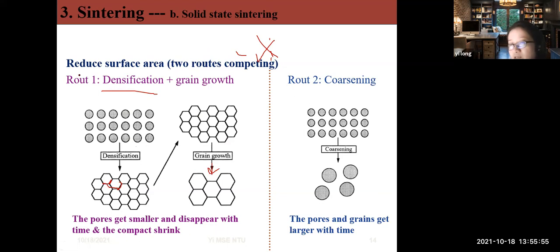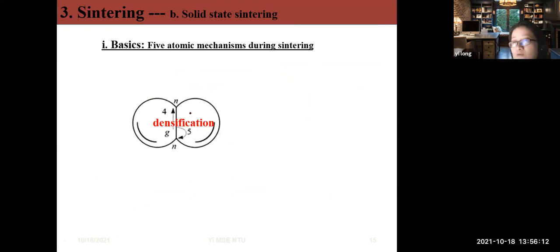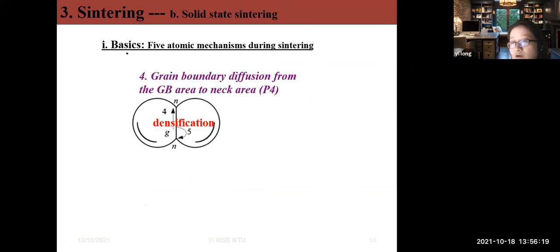But the thing is, P1, 2, and 3 will only cause this coarsening, but it's P4 and P5. So why P4 and P5? Let's continue, okay? First of all, it happens at the grain boundary already, right? According to route 1, route 2, there are different ways: either along the grain boundaries, or below the grain boundaries, but again it doesn't matter, it all goes to the neck.